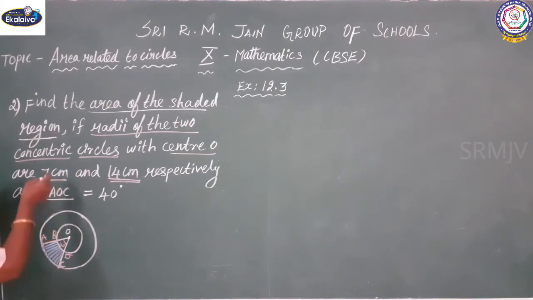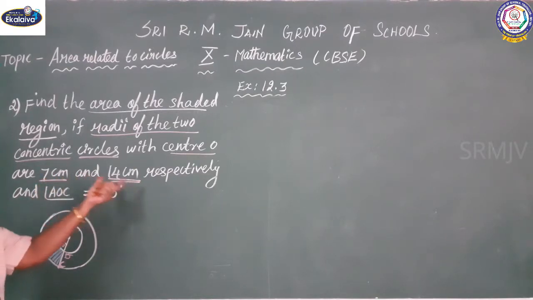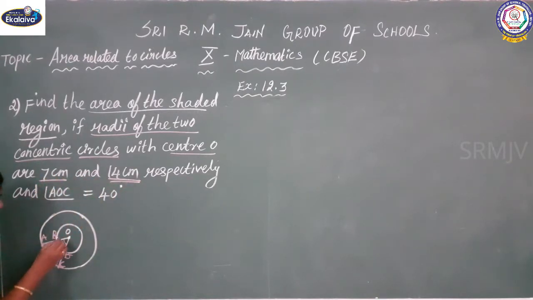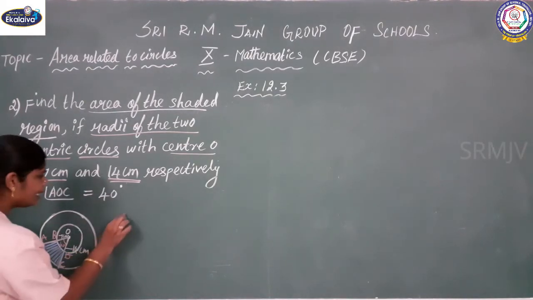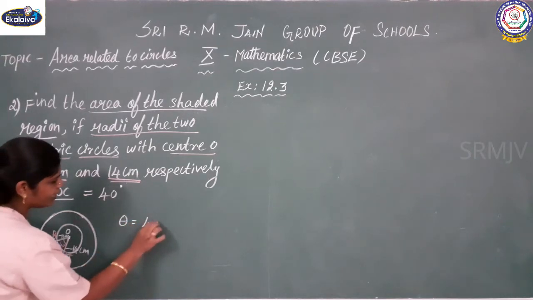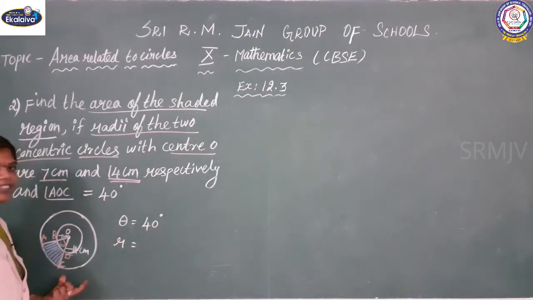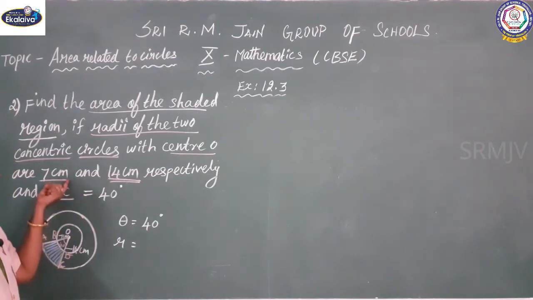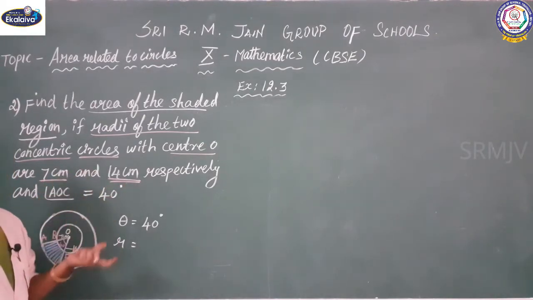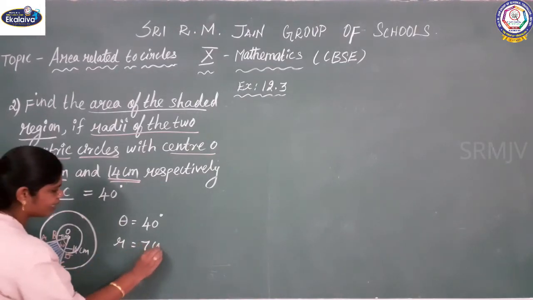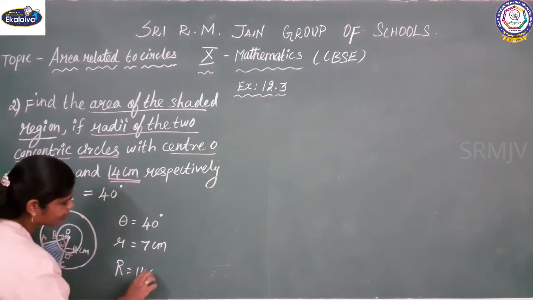Okay, so here the radii of the two concentric circles are given. One is 7 centimeter, another one is 14 centimeter. The first circle, this radius OB, is 7 centimeter, and the outer circle, this radius is 14 centimeter. So what are the things given in the question? Theta equal to 40 degree. Here we have two radii, so one is represented by small r and another one is represented by capital R. Small r equal to 7 centimeter, capital R equal to 14 centimeter.